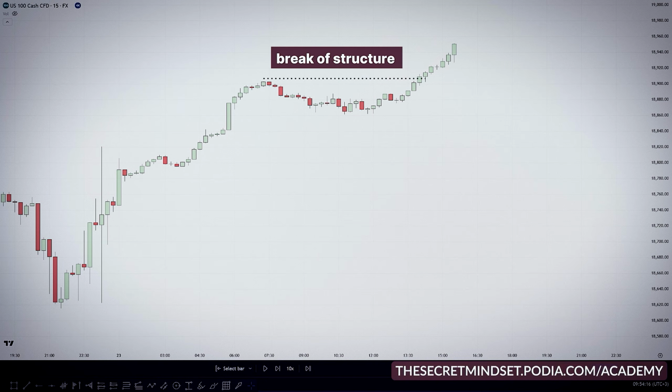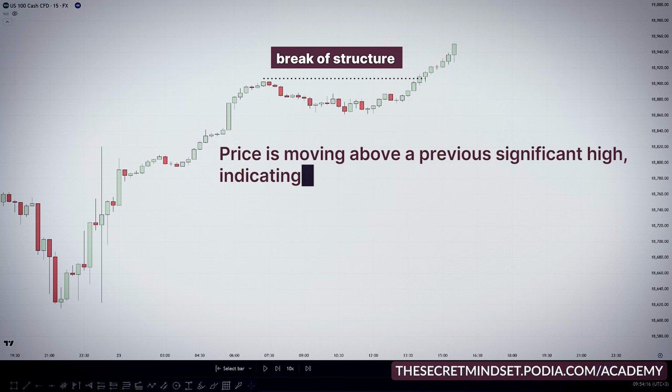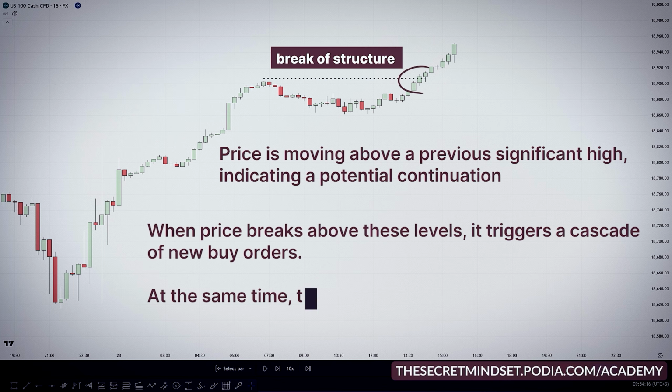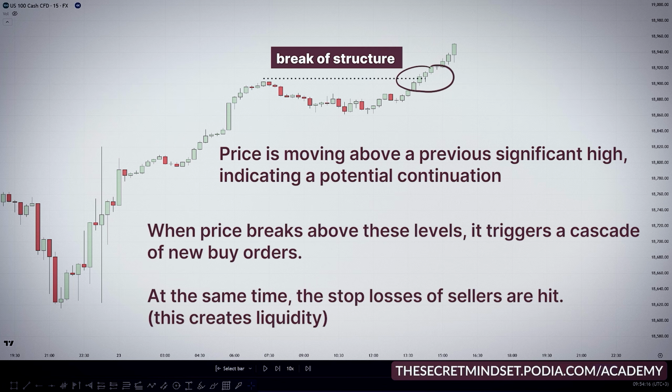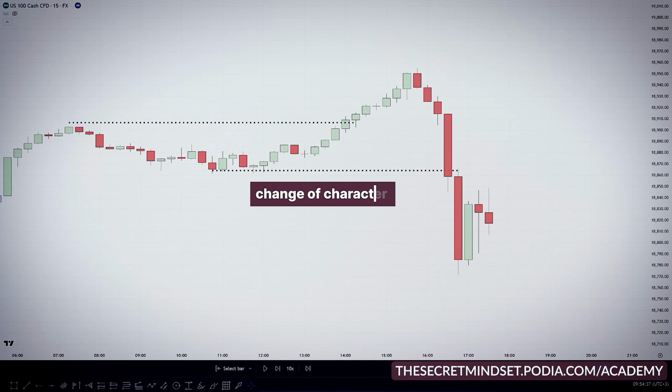Another example. First, we're seeing a break of structure to the upside. We see price moving above a previous significant high, indicating a potential continuation. When price breaks above these levels, it triggers a cascade of new buy orders. At the same time, the stop losses of sellers are hit, and this creates liquidity for smart money to engineer their plan.